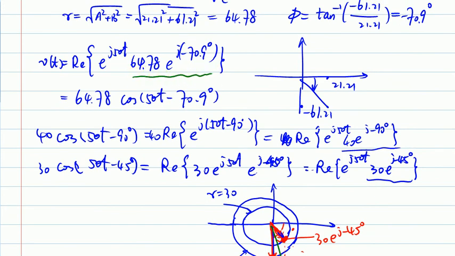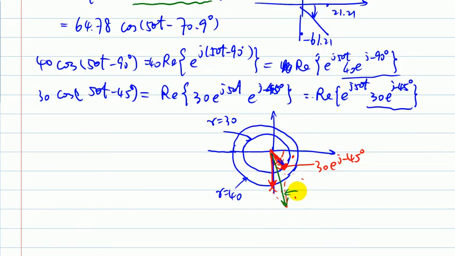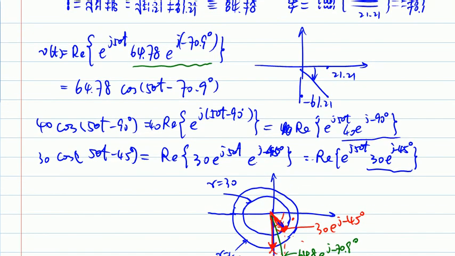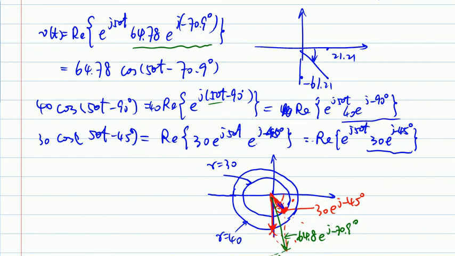So this is 64.8 e^(-j70.9 degree). That's the new vector here, and it's on a circle with r equal to 64.8. That's basically the addition of the phasors. What do you do next? All of them have the same frequency, 50t. So when t equals 0, they are at this first location here.